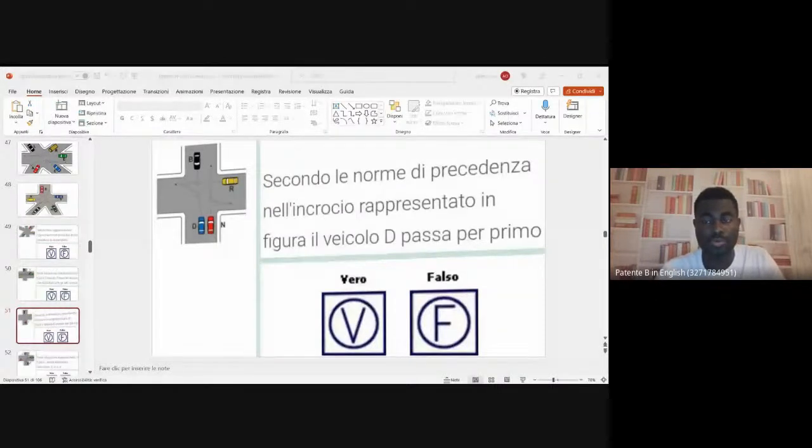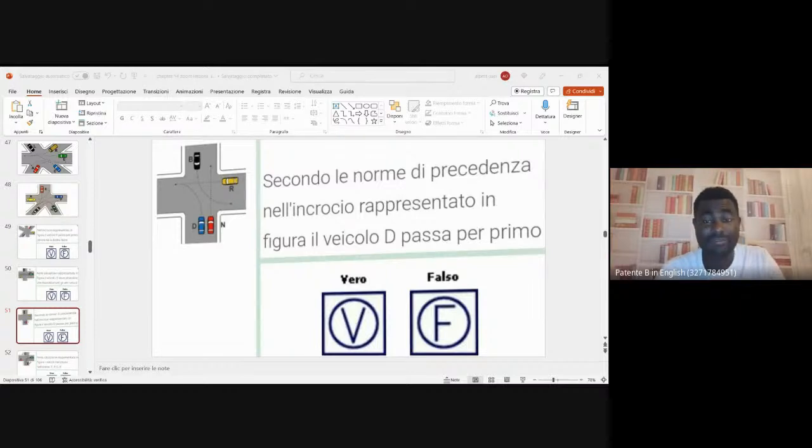So according to the rules of right of way at this junction figure, vehicle D goes first. And we know that the answer to this question is false. So now, guys, how are these vehicles going to pass? If you look at the junction, you can see a curved triangle. So it tells you that a vehicle will move and stop in the middle of the junction.